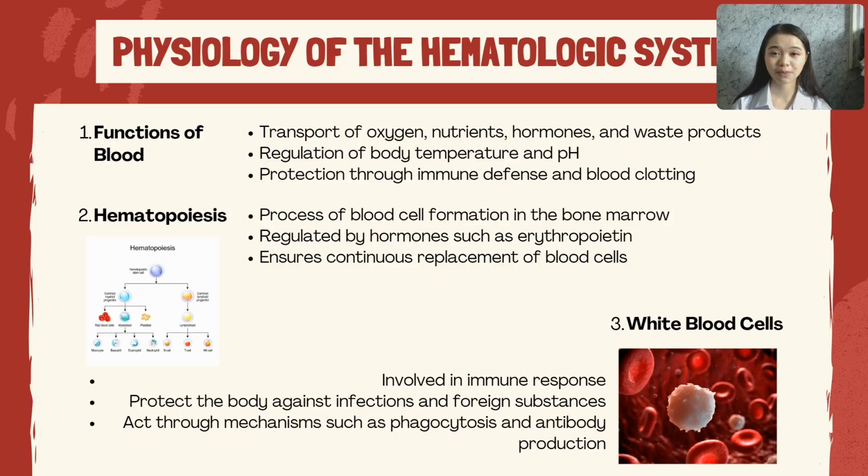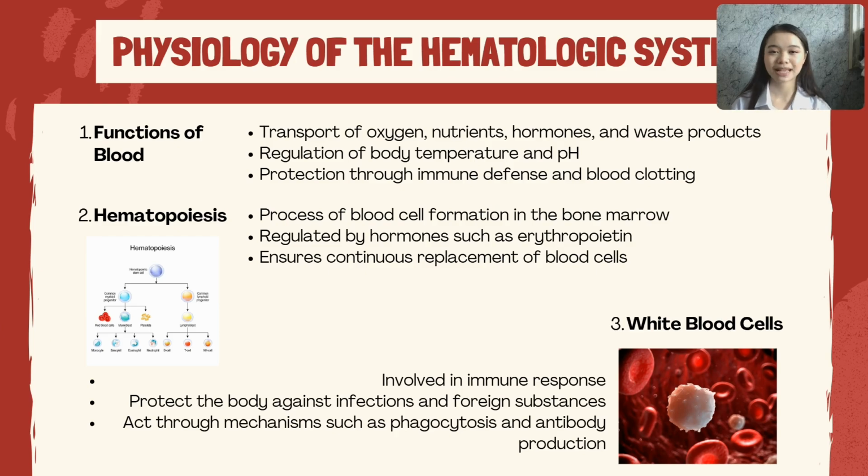One of the most important physiological processes in hematology is hematopoiesis, which refers to the continuous production of blood cells in the bone marrow. This process is tightly regulated. For example, erythropoietin produced by the kidneys stimulates red blood cell production when oxygen levels are low, thrombopoietin regulates platelet production, while colony stimulating factors guide the development of white blood cells.